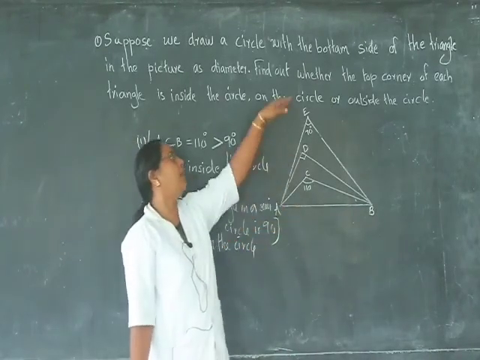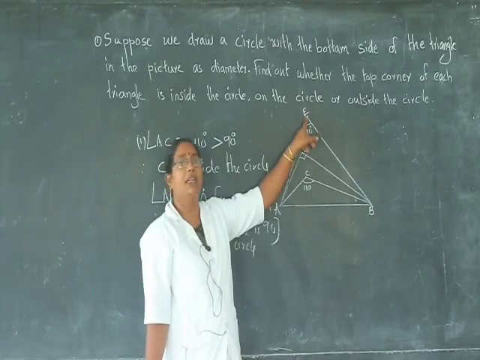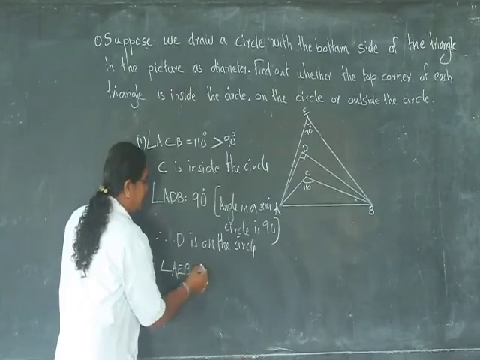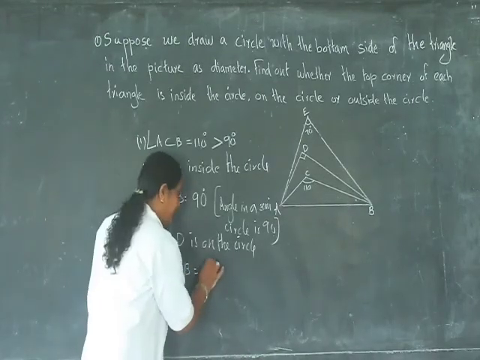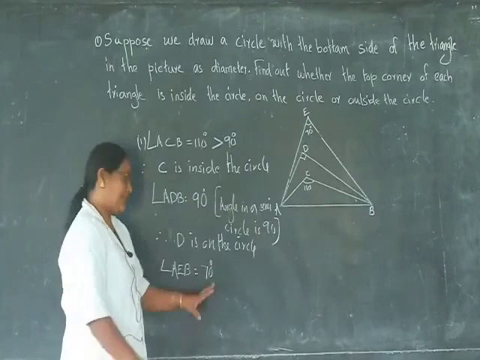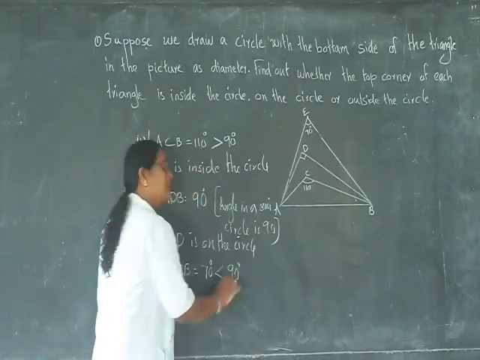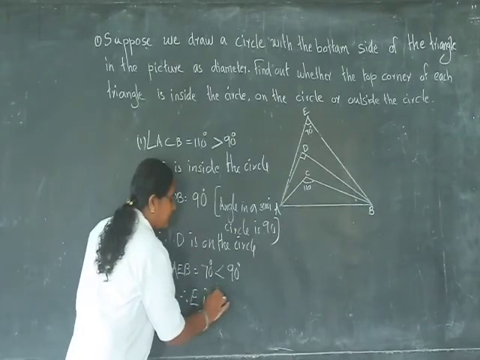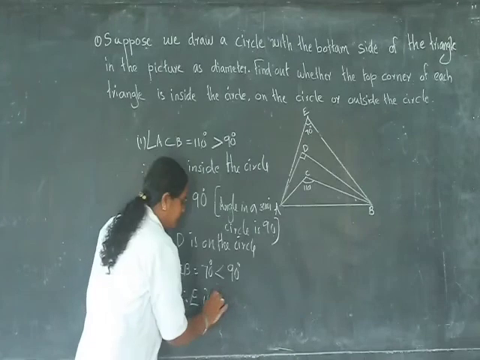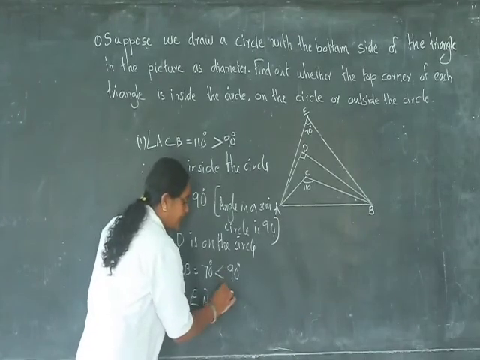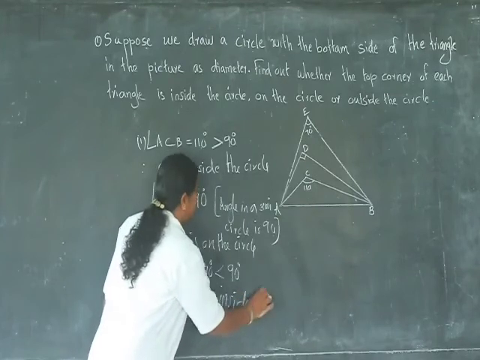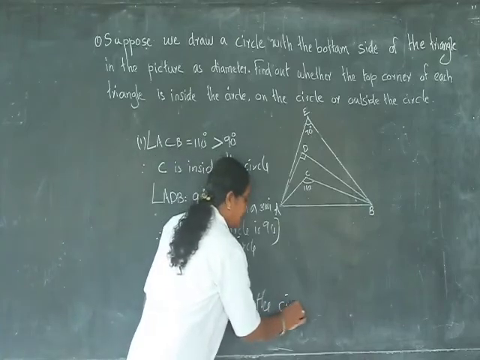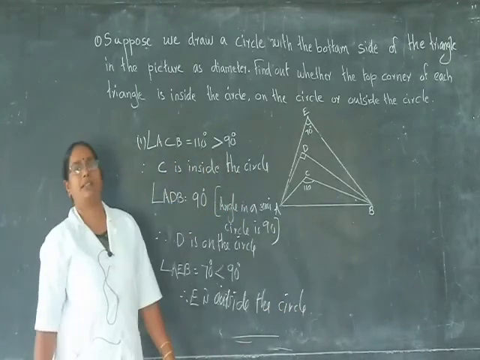Then we want the next top vertex. What is the next top vertex? E. Therefore, angle AEB is equal to 70. 70 degrees is less than 90 degrees. Therefore, less than 90 means it is outside the circle. Outside the circle. Therefore, the answer to the question is finished.